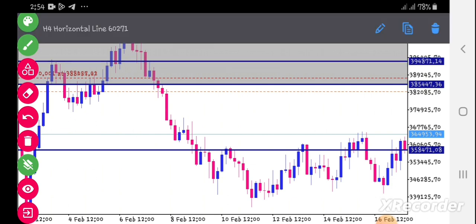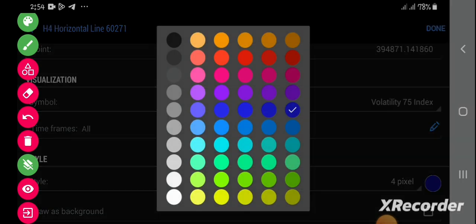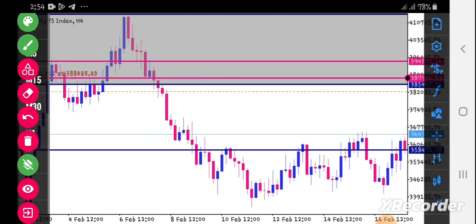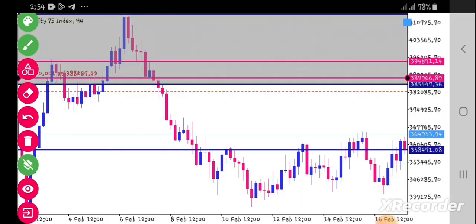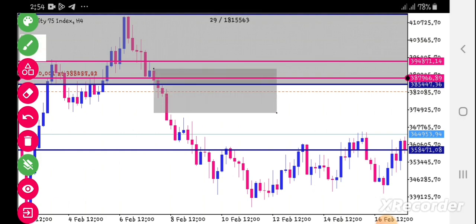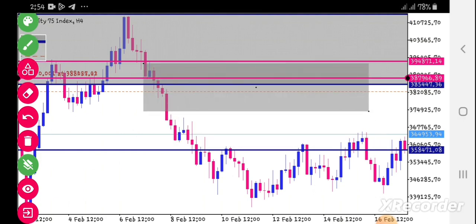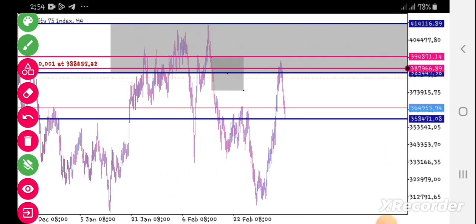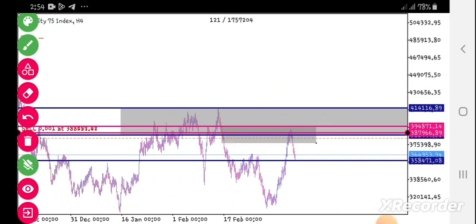Let me change also the color. I highlighted that. After highlighting it like that way, I also made it zone 1, because I knew that the market had to come to this zone. Had to come to what? To exactly that zone. So after highlighting that, it was my sniper zone 1.